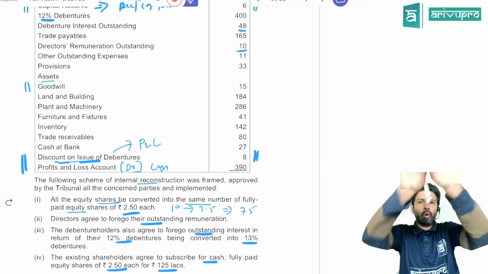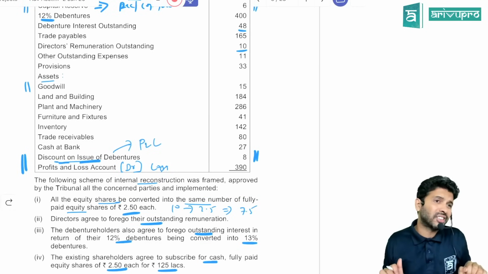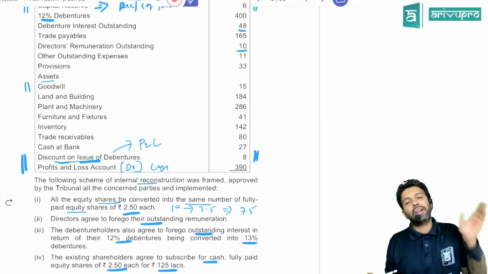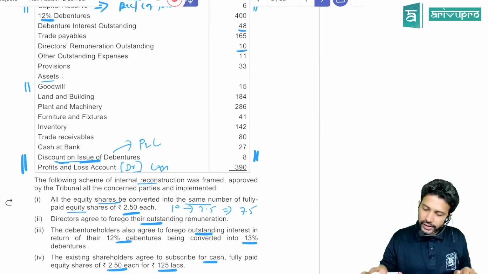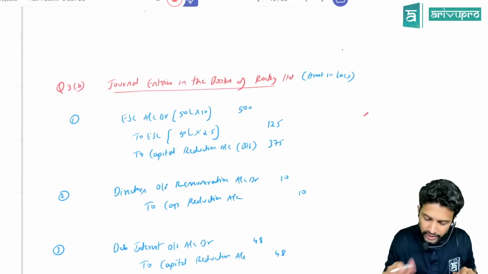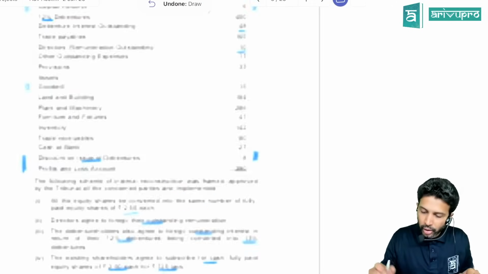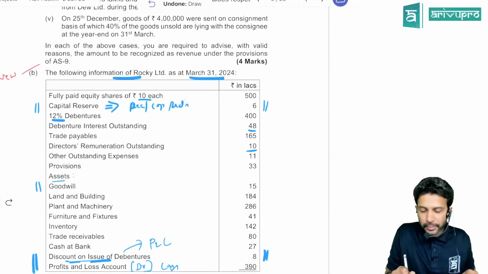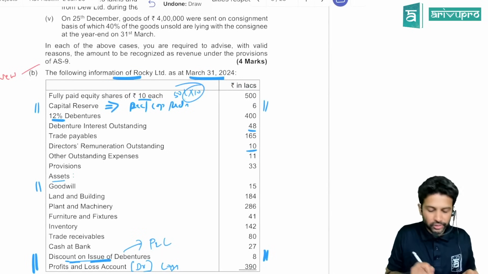What is the journal entry? We know this. Old share capital should be cancelled. Instead of that, new share capital should come in. Share capital has what balance? Credit balance. How do you cancel it? Debit it. So the journal entry: Equity share capital account debit. How much was the old equity share capital? 500 lakh. What is the face value? 10. That means how many shares we had? 50 lakh shares of 10 each.